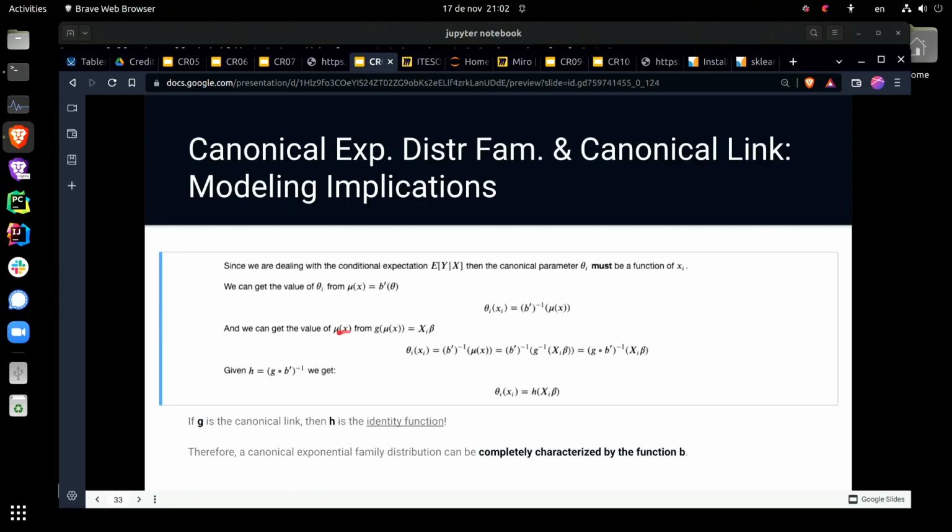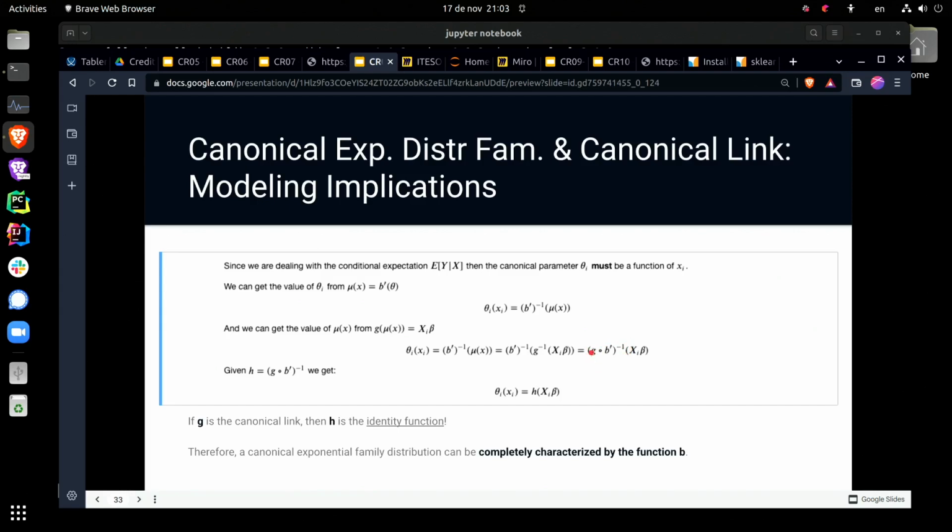We know that we can get mu of x from applying g over mu of x. So we have g over mu of x is equal to the linear combination. Therefore, if we apply the inverse of g in here, we should be able to replace mu of x with that value, which is what we have in here, right? So here we have mu of x, and we only replace mu of x by applying the inverse of g over the linear combination of the independent variables. So we have this part in here. Once we have it like this, we can actually do the function composition between these two functions and apply the inverse. So that's our final notation.